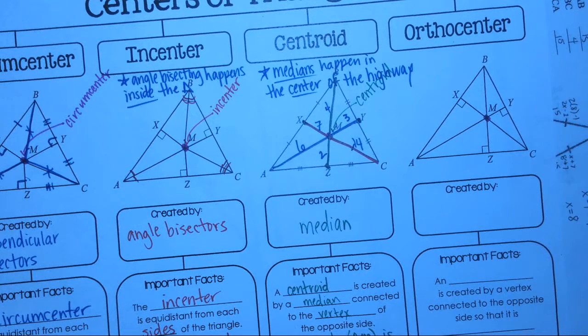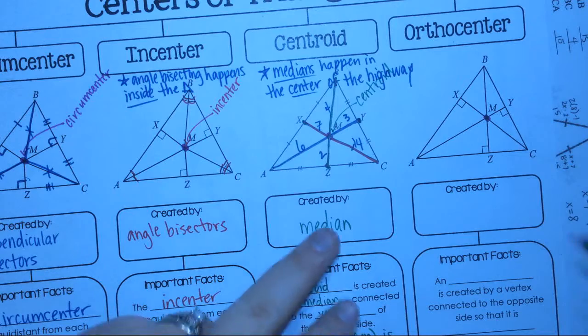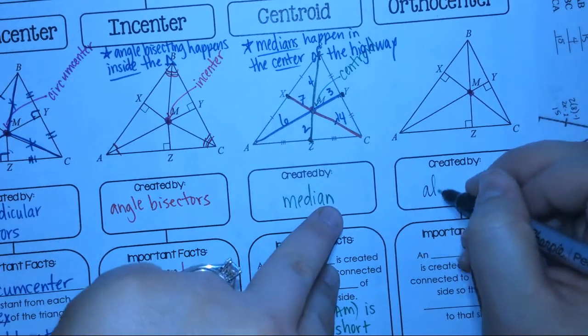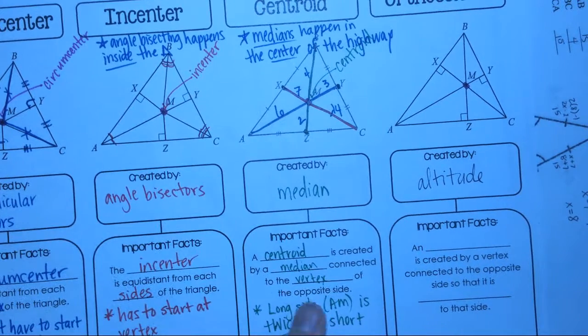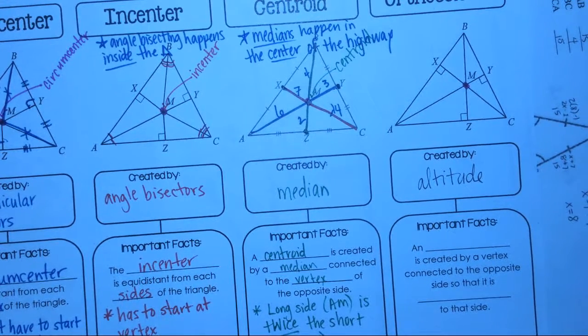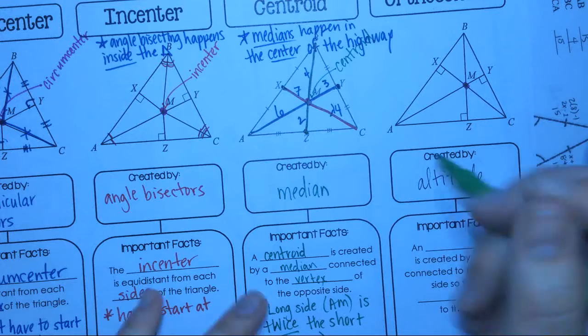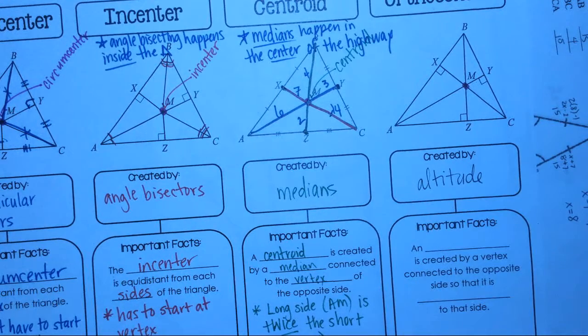Okay, and the last one we're going to talk about today is an orthocenter, and it's created by an altitude. Yet again, another vocab term that we've magically skipped over so far with triangles. That's going to bother me. That needs an S.